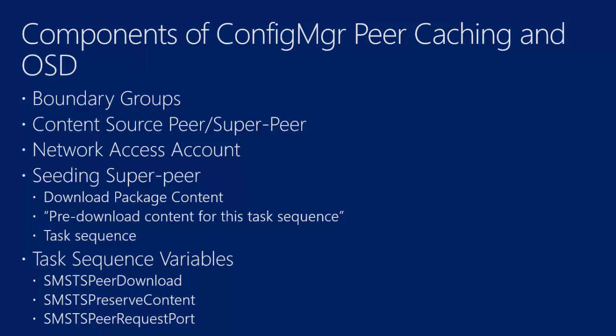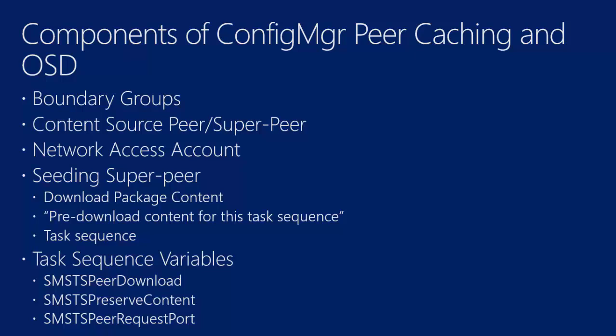Then finally, task sequence variables: SMSTSPeerDownload, SMSTSPreserveContent, SMSTSPeerRequestPort. The first one is required to enable the task sequence to look for a peer as a download source. The second one is a flag to tell an imaging system, hey, you've gone through the work of retrieving all this content. Why don't you just preserve that content in your client cache after you're done imaging, and then maybe you can be turned on as a super peer yourself and be able to serve that content for others, right?